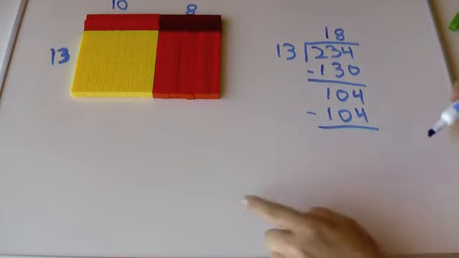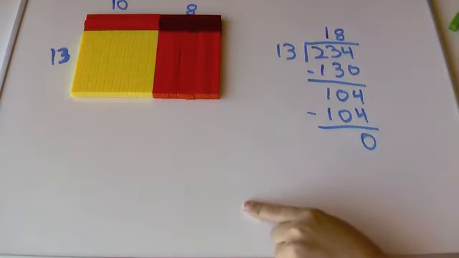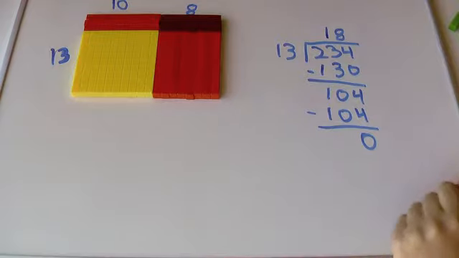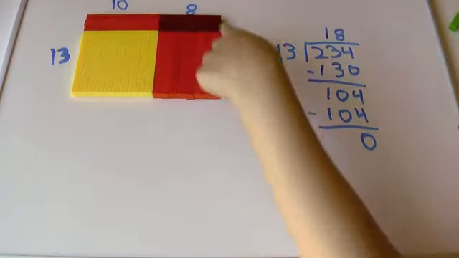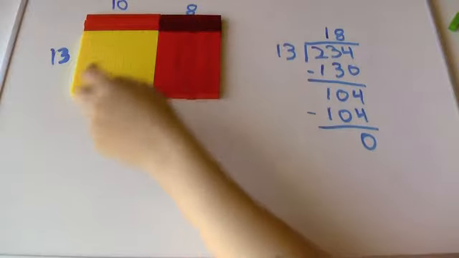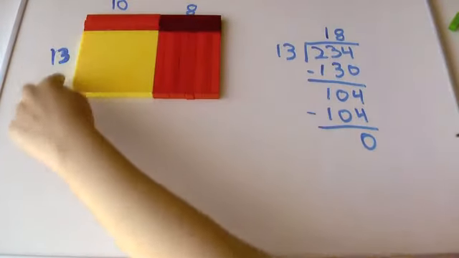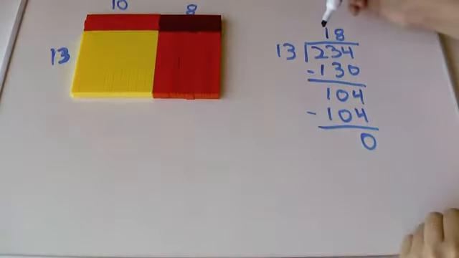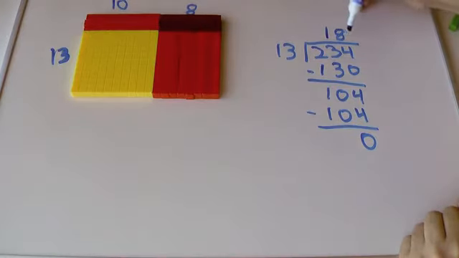And so now what do I have left down here? Nothing, no remainder at all. So I've made a rectangle out of 234. This is still 234. And I've made one side 13. And to solve the problem, I found out that the other side is 10 plus 8, which is 18.